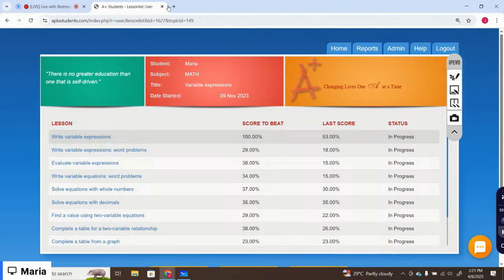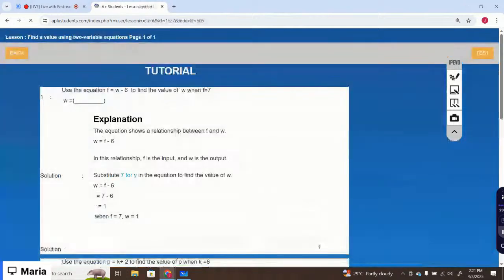The next lesson is find a value using two variable equations. Let's just start with the lesson.